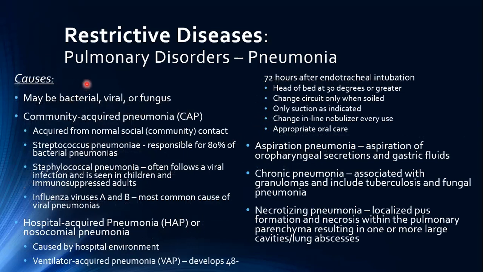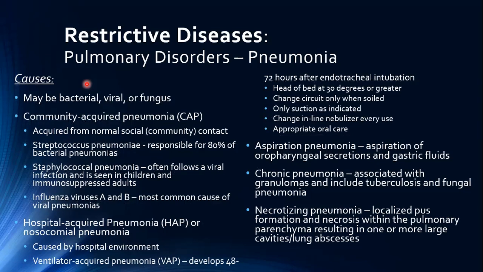The causes of pneumonia. Now, what can cause us to have pneumonia? Bacterial, viral, or fungus, right? Any one of those can cause pneumonia. But the most common one is community acquired pneumonia, CAP, something you got from outside the hospital, okay? Streptococcus pneumoniae is about 80% of those. And then Staphylococcal pneumonia often follows a viral infection, usually in children, right? And influenza A and B is the most common cause of viral pneumonias, okay? So the most common cause of viral pneumonia is the flu, all right? And the most commonly acquired regular pneumonia is from the community, okay?